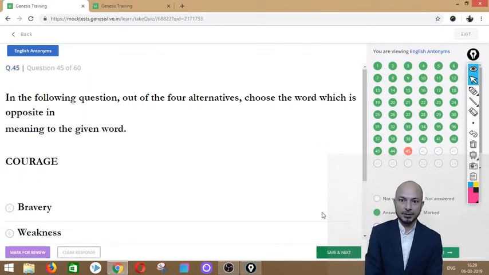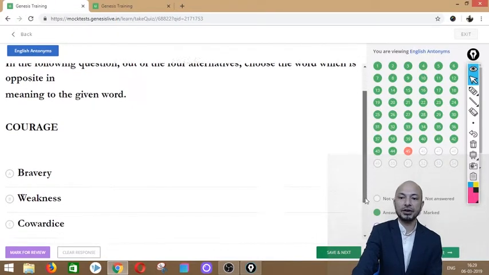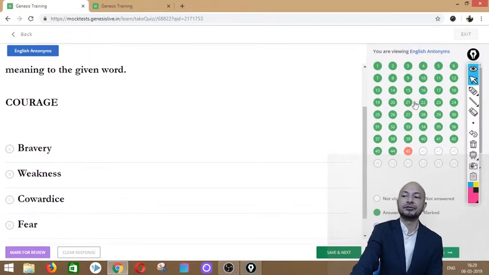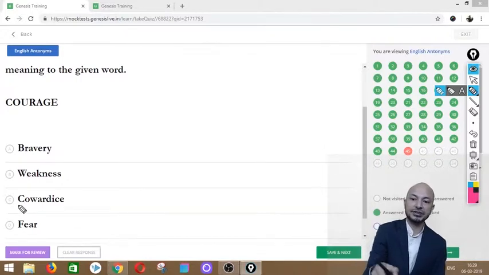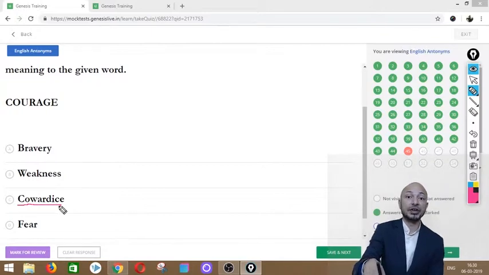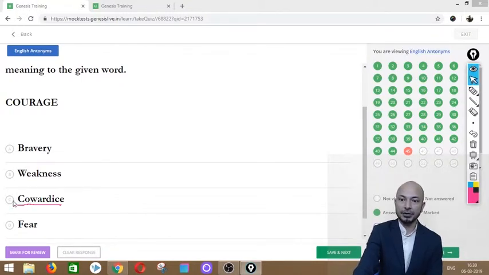and say next. So we come to question number 45. The word is courage, and the options given are bravery, weakness, cowardice, and fear. And the right option is option C, which says cowardice. Now, courage is being very brave, having a lot of courage, of course, and cowardice is just the opposite of that, lacking courage, not being brave. So exact antonyms, we click option C and say next.